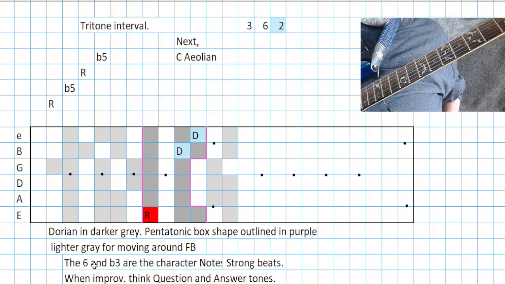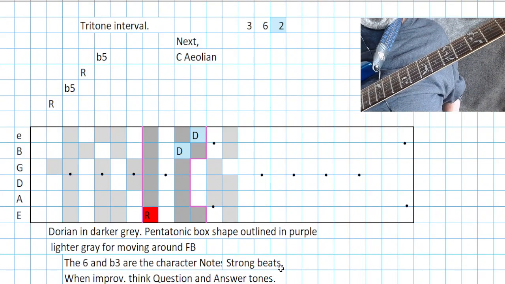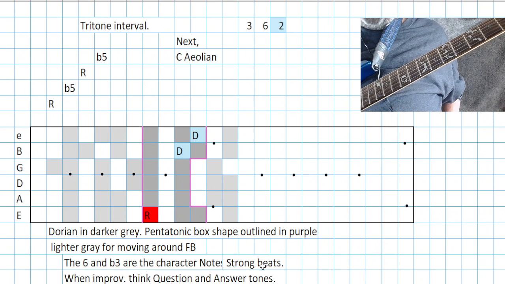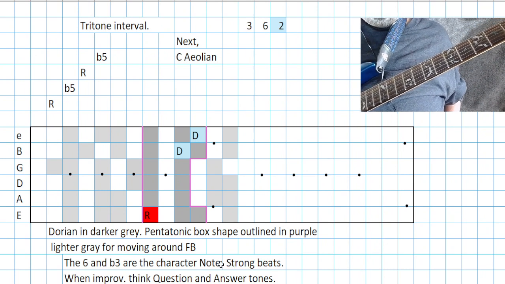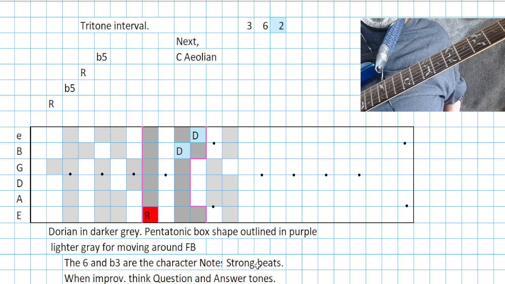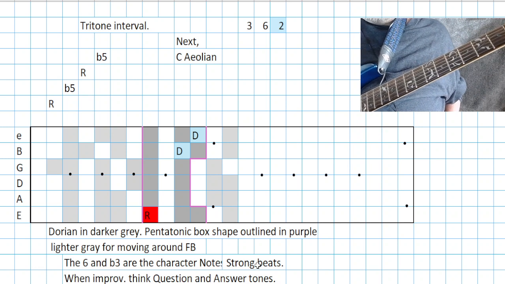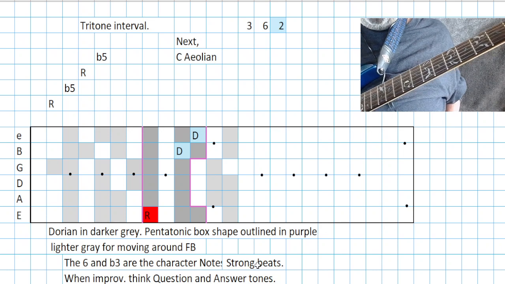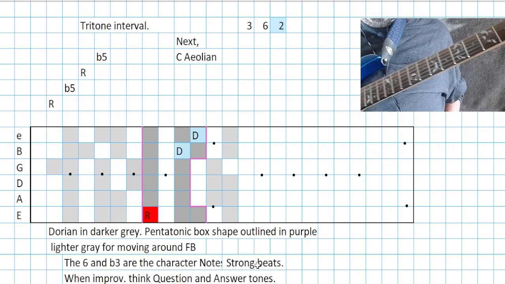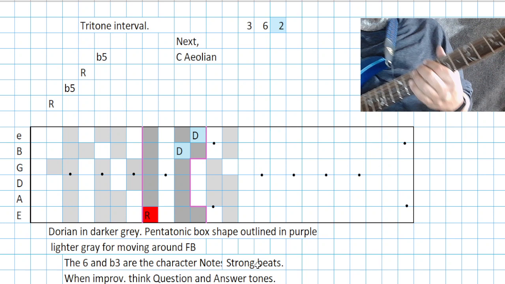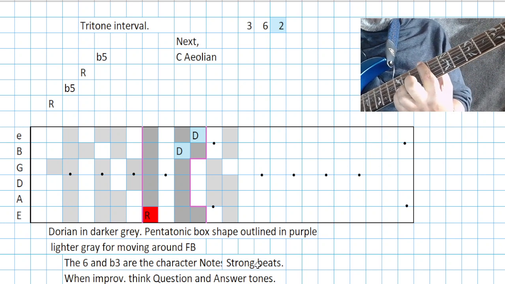So the 6 and the flat third are the character notes, maybe something you think about on strong beats. It doesn't have to be that way. You will experiment with that. But I think this thinking works especially if you just consider the actual third and seventh of the chord. So this, oh well, that is the third and seventh, by the way.